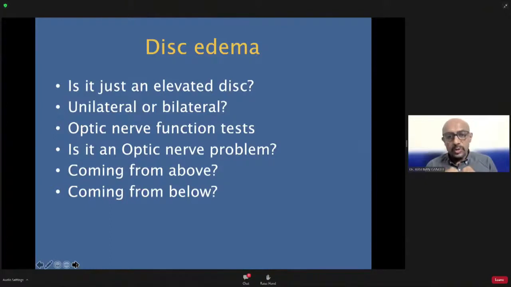Then you perform all the optic nerve function tests: look at the pupil carefully, color vision testing, visual field testing. And after you have established that it's a true disc edema with optic nerve dysfunction, you ask yourself, is this disc edema coming because of an optic nerve pathology? Is it coming from above? Is it related to something happening in the white matter tract or in the brain? Or is it coming from below? Is it coming because of any eye problem? And Avinash beautifully illustrated some of the causes of disc edema, and Dr. MPS as well, disc edema which can be related to the ocular problem.